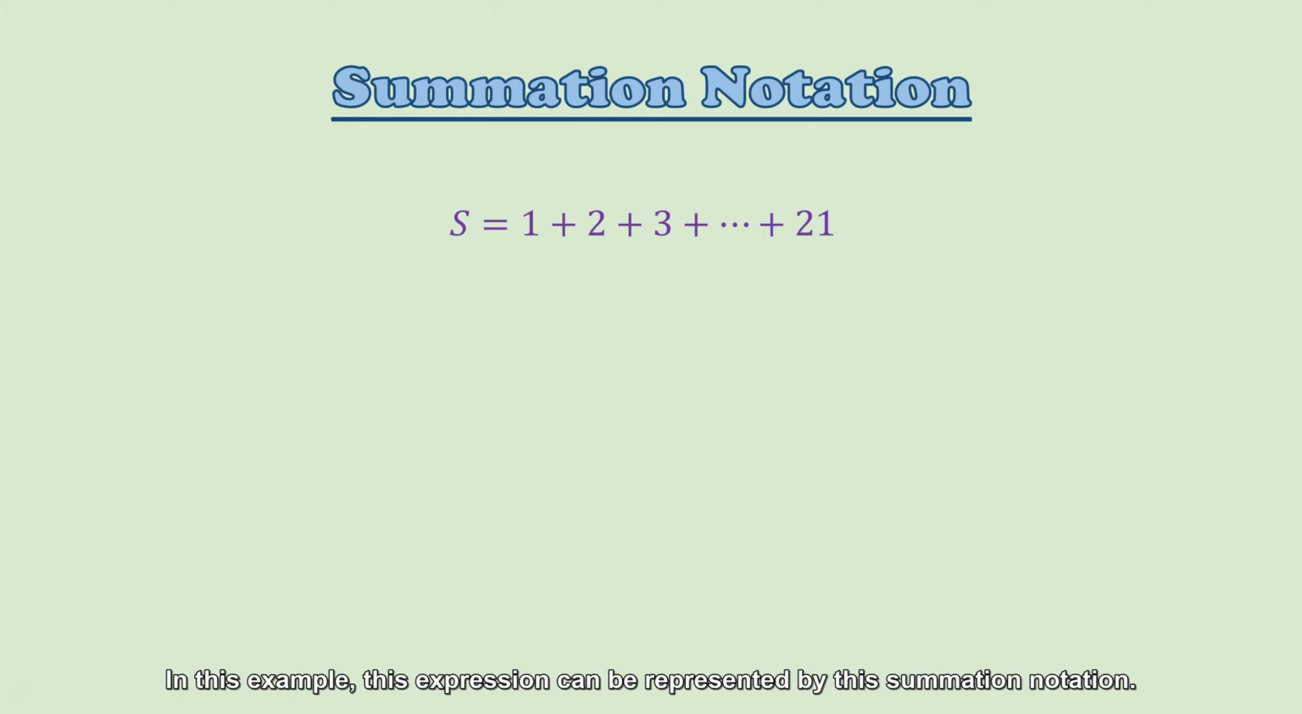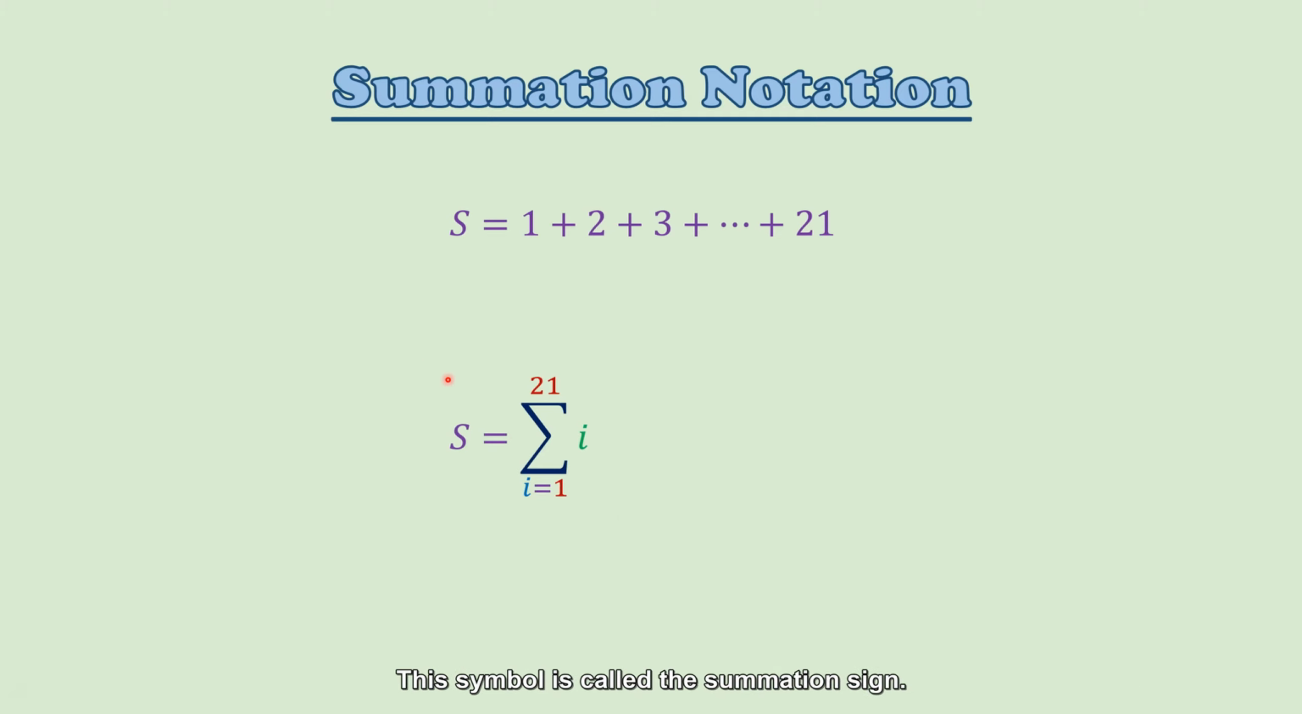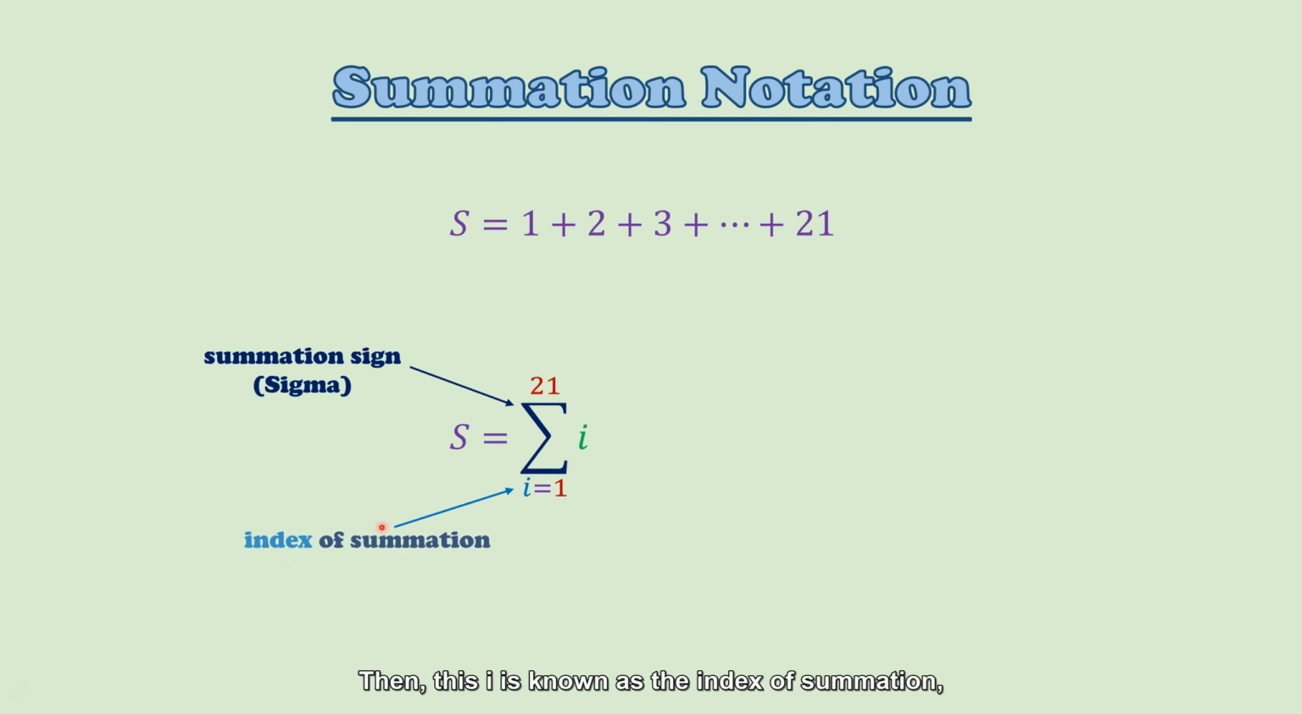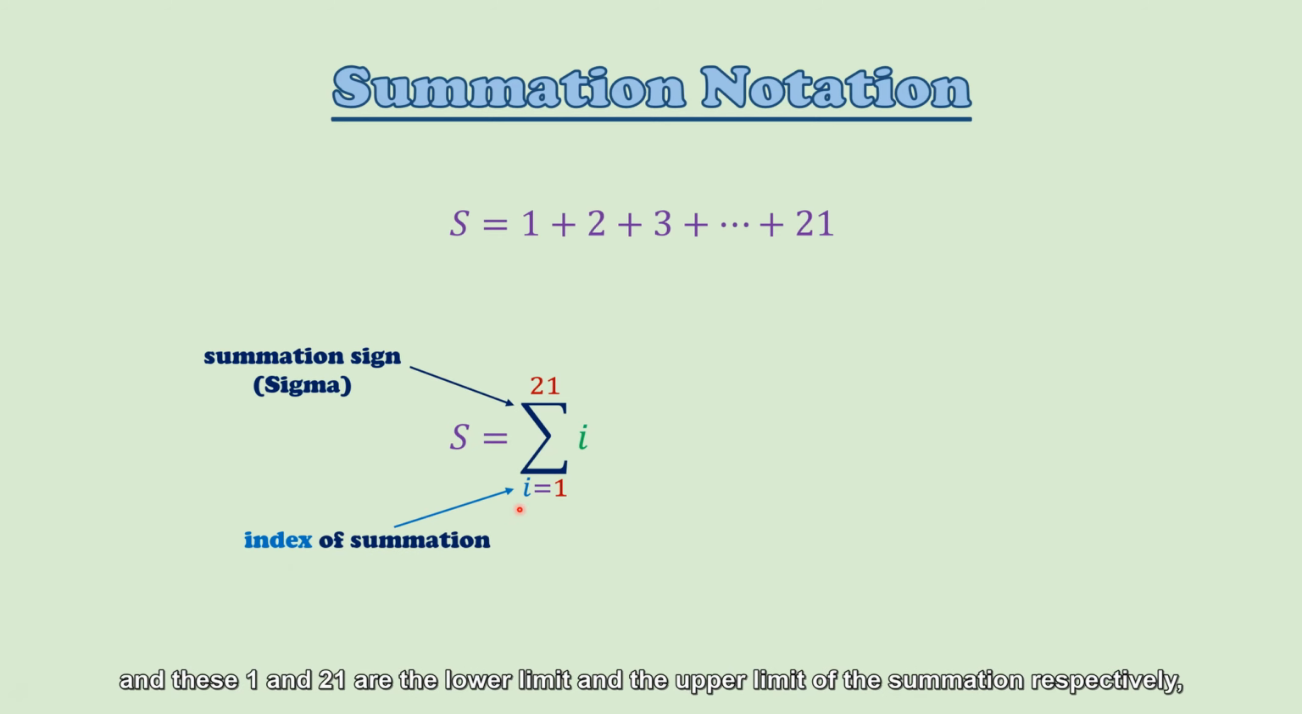In this example, this expression can be represented by this summation notation. This symbol is called the summation sign. This is a Greek letter read as sigma. Then this i is known as the index of summation. And this 1 and 21 are the lower limit and the upper limit of the summation respectively.